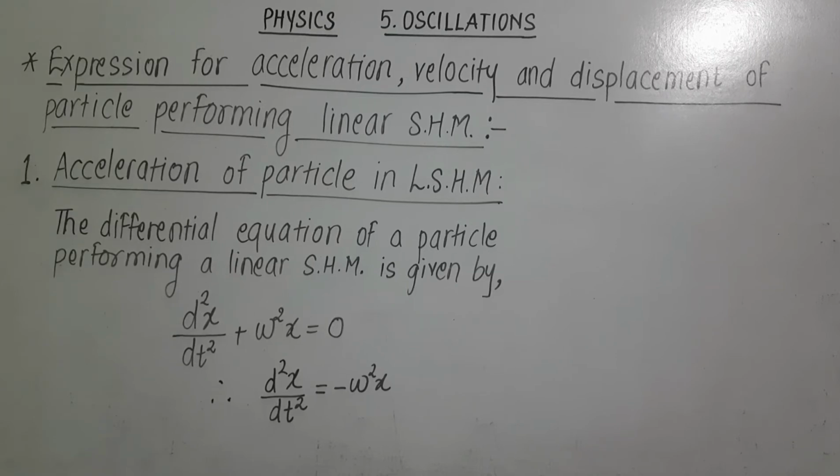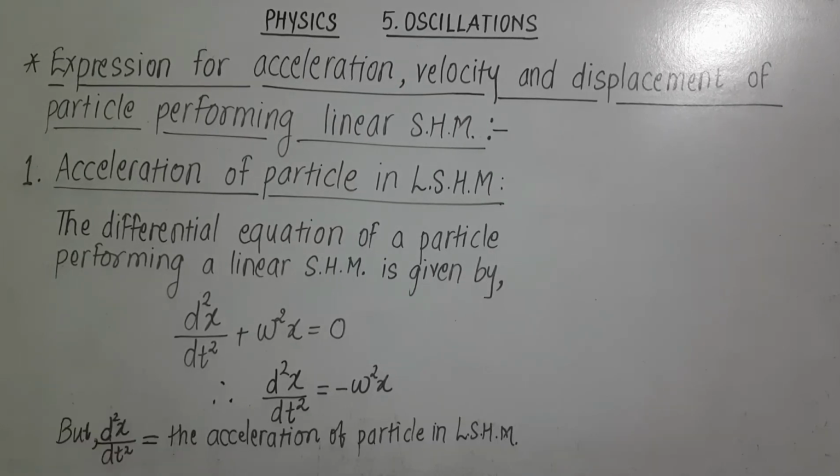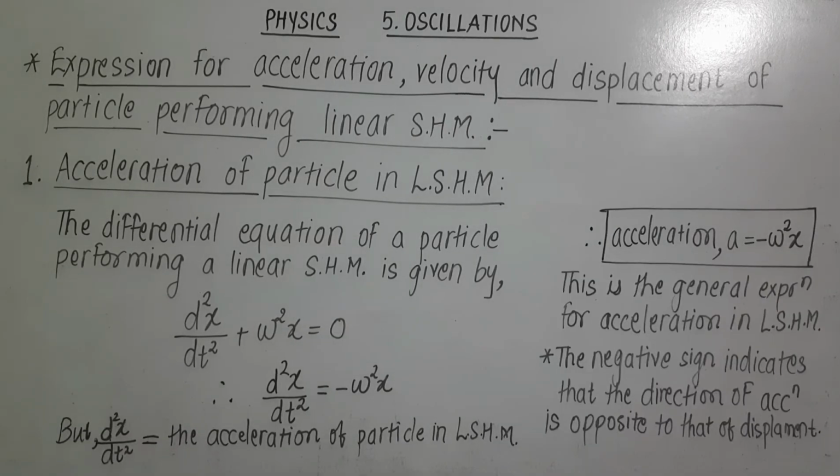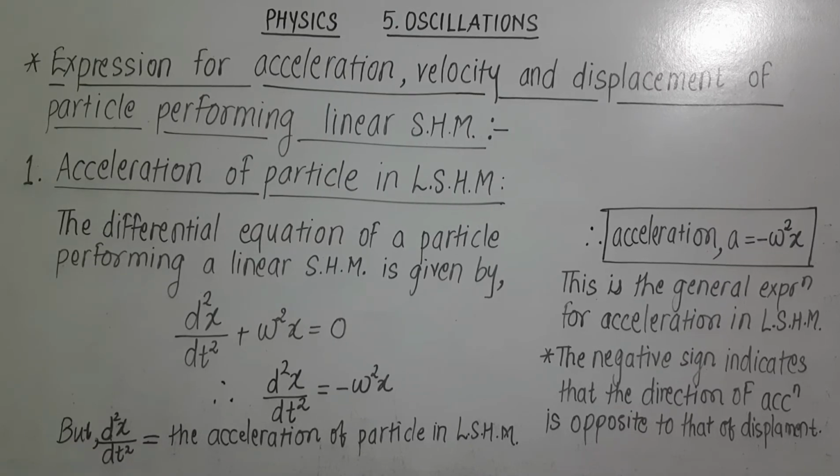But d square x upon dt square is nothing but the acceleration of a particle performing linear SHM. So we can write acceleration is equal to minus omega square x. This is the general expression for the acceleration of a particle performing linear SHM, and the negative sign indicates that the direction of acceleration is opposite to that of displacement.